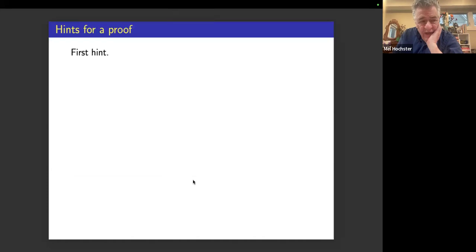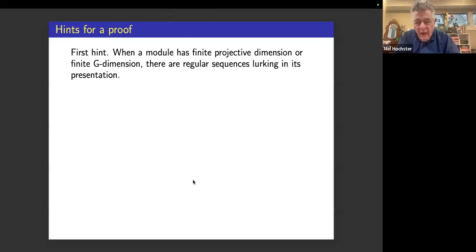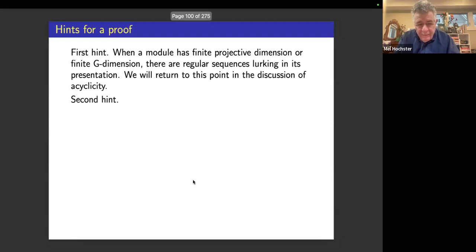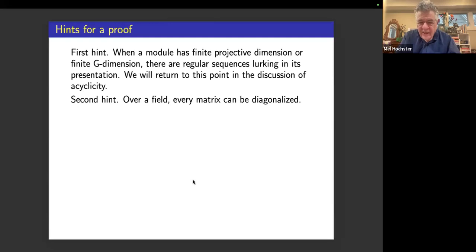So I'm going to give hints about the proof. I want to comment that when a module has finite projective dimension or finite G dimension, there are regular sequences lurking in its presentation. That's a somewhat vague sentence, but it is a key point in the proof. I'm not going to go into it too much more, but I'm going to talk about acyclicity criteria, and it will perhaps be apparent then. And the second hint is: over a field, every matrix can be diagonalized.